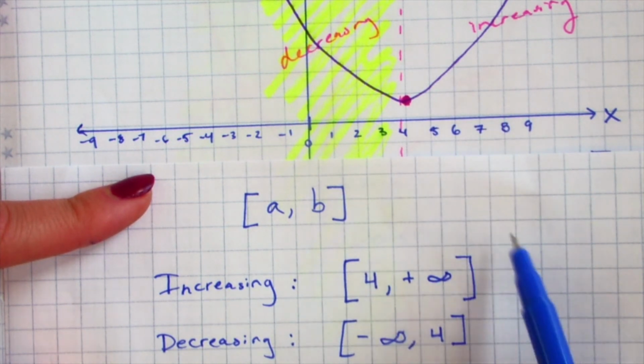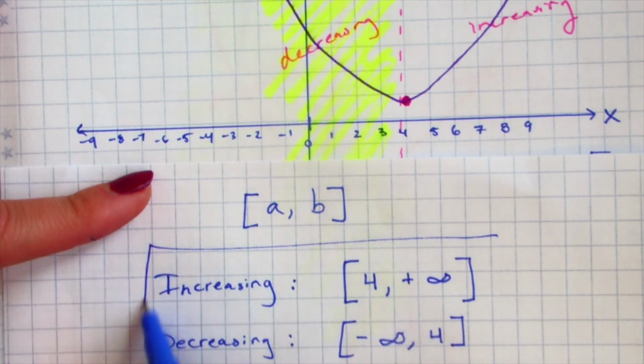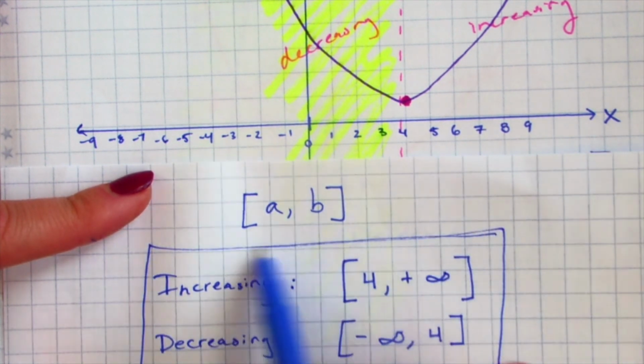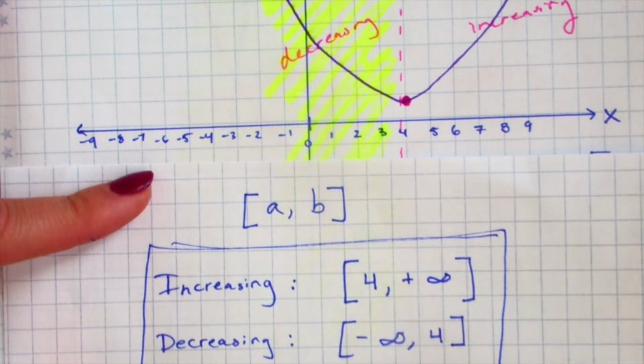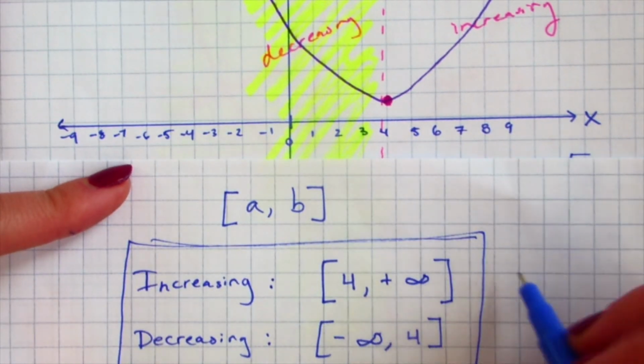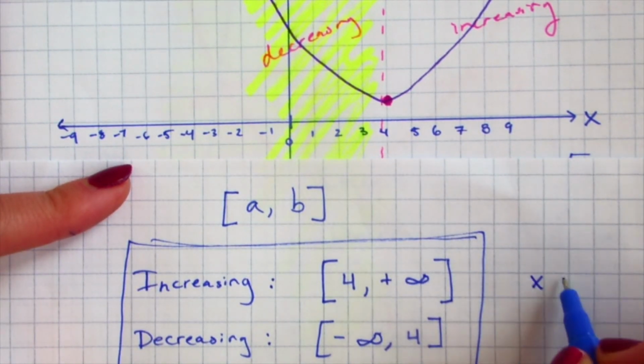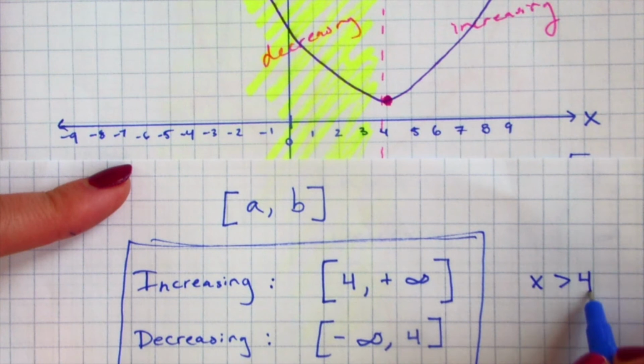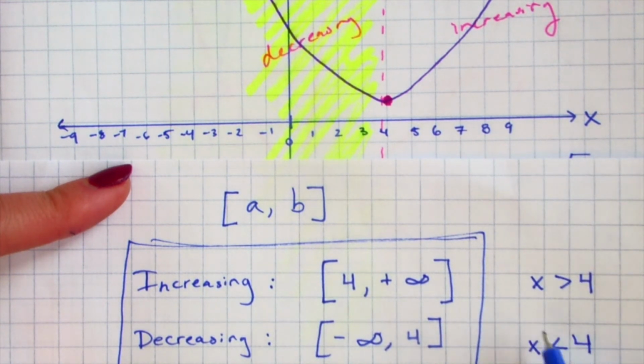So this would be the mathematical notation way of answering this question. Perhaps you've also seen something like increasing for all x values greater than 4, decreasing for all x values less than 4. This also works, but in calculus there's a lot of interval notation, so we want to get comfortable with both of these ways of writing it.